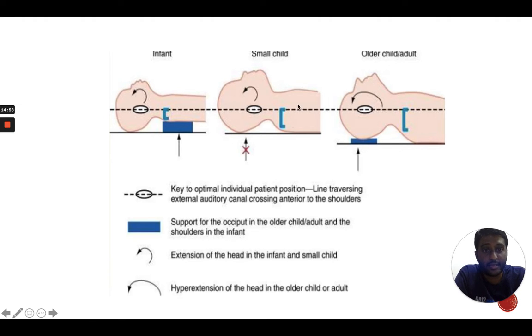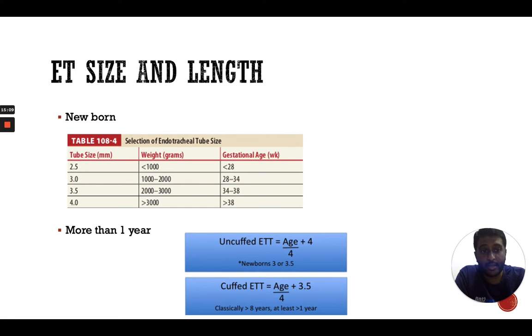Okay, and in older children and adults, you need to put a donut under the head to help optimize the view for laryngoscopy. Now we know how to position, and we need to learn about what equipment to use. In ETT, size and length we don't bother much in adults because it's standardized to 7.5 in female and 8 in male, but children come in different sizes, so you need to know what size to use exactly.